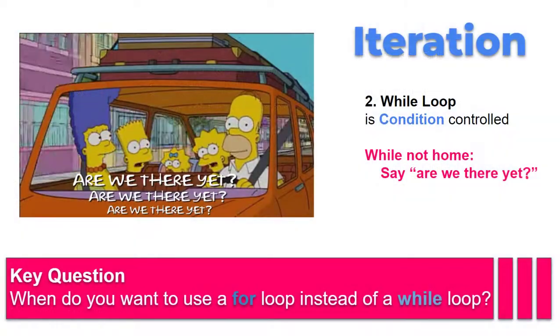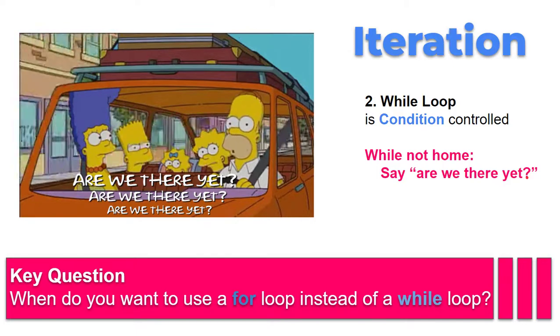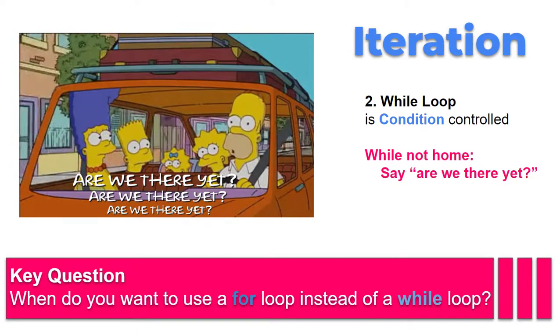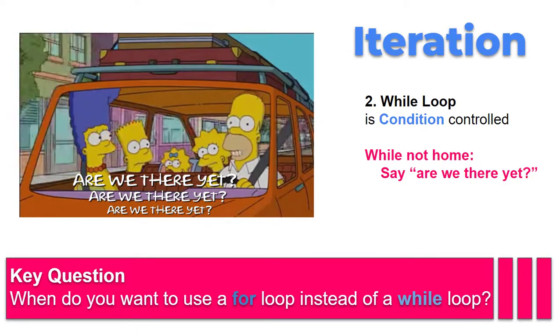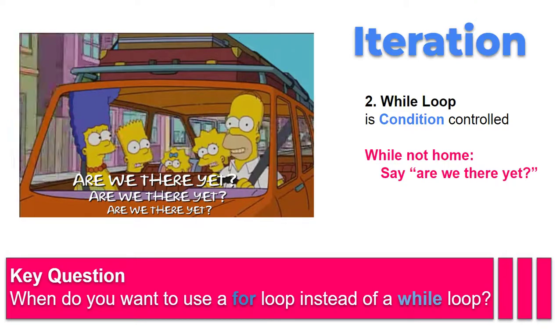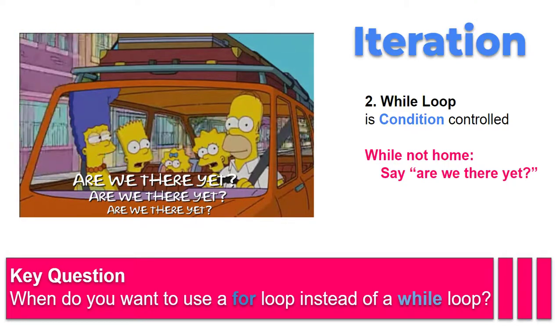The next loop we're going to look at is the while loop. And this is condition controlled. It's a little bit more complicated because once the loop has started, it will do something, and then it will check to see if the condition has changed.